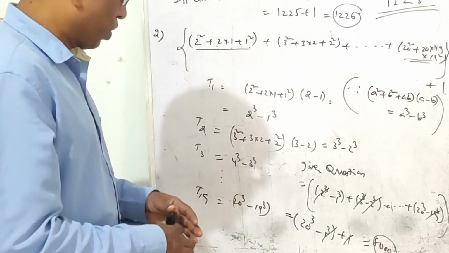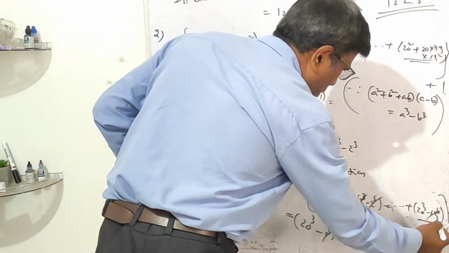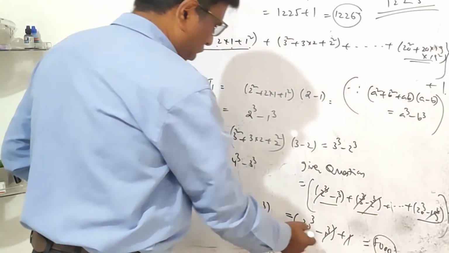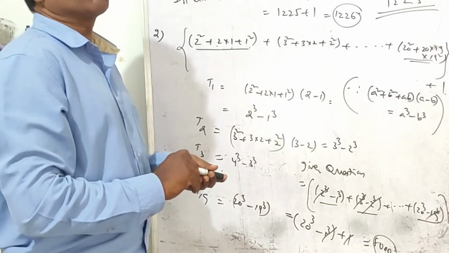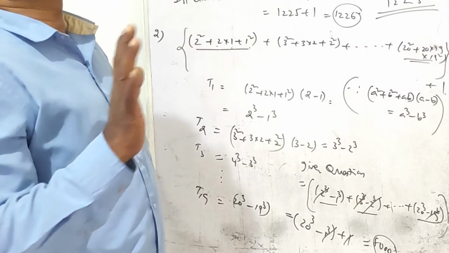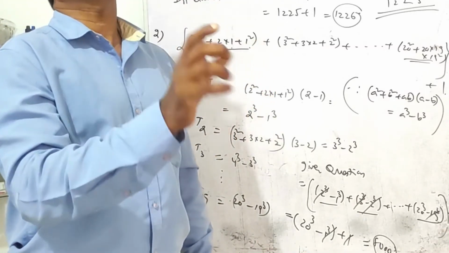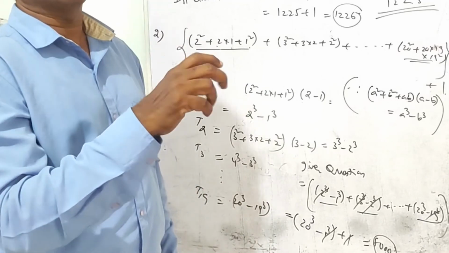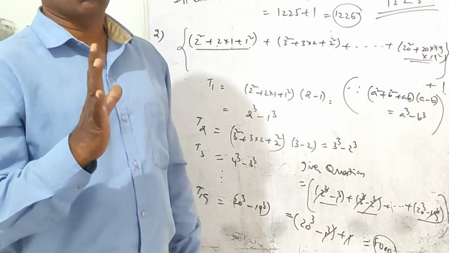So the given sum is 2 cube minus 1 cube, 3 cube minus 2 cube, and so on, up to 20 cube minus 19 cube, plus 1. So this is 20 cube, that is 8000. So 8000 is the correct answer in the given options. So the application of the formula is most important. How to apply the formula and its application everywhere is the most important thing in problems.